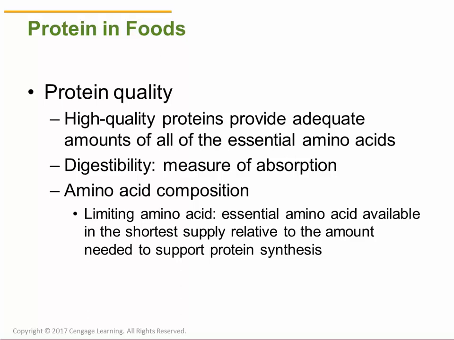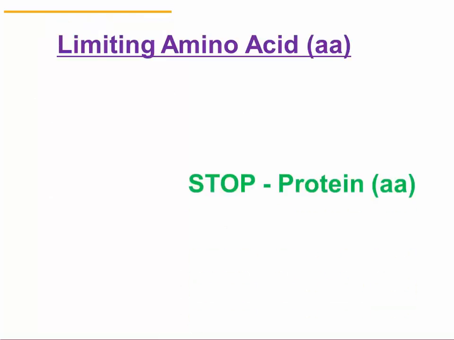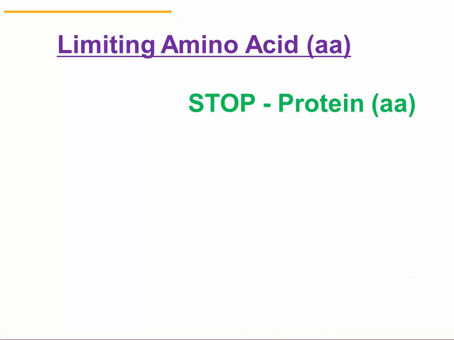as far as, is it a limiting amino acid? A limiting amino acid, that's one of your key terms, is the amino acid that occurs in the lowest amount that actually limits the manufacturing of the protein. And I've got an example up here for you. We're making the protein STOP today. That's just a fictitious protein that I'm making, okay?